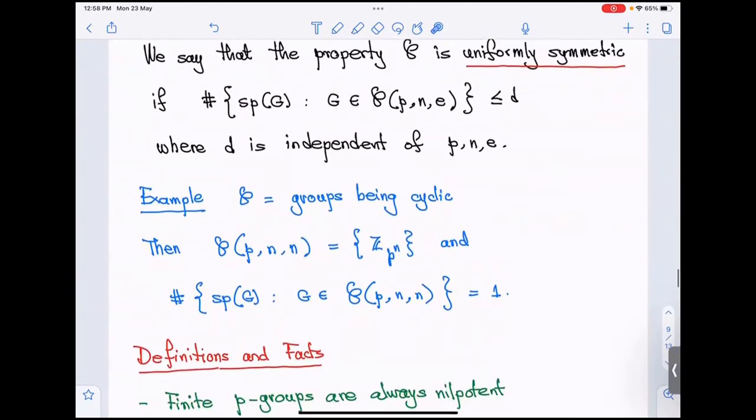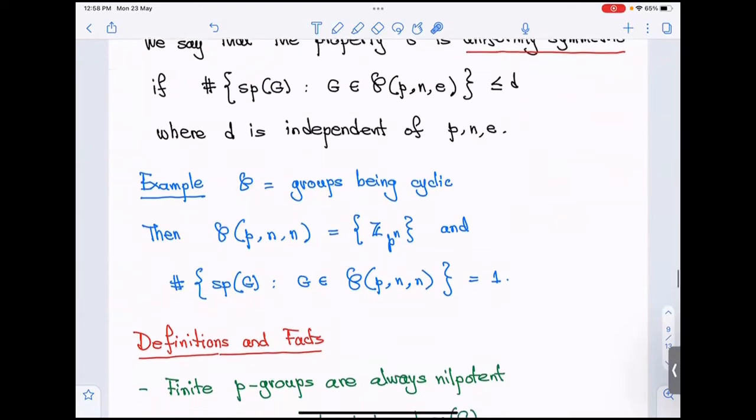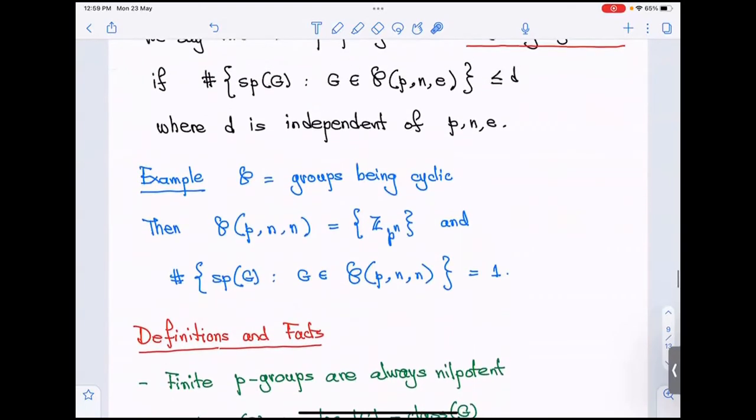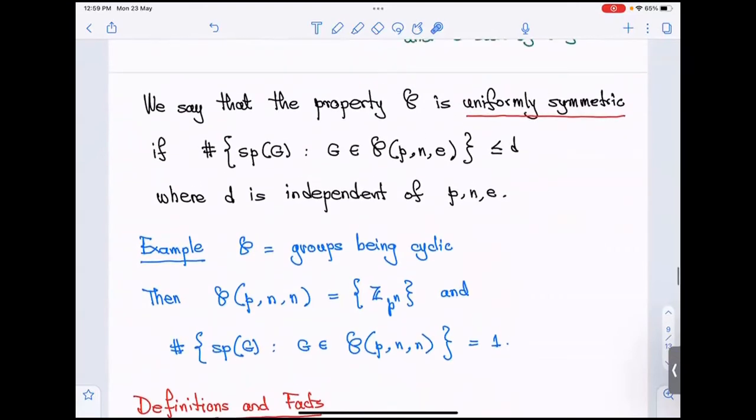Okay, so for example, a trivial example, you can look at P being a cyclic group. Then my order is p^n, so I'm putting an n over here. The exponent of a cyclic group is p^n again. But this set actually has a single group inside it, and the spectra set should contain just one spectrum. So this is obviously not a case where one can expect this uniform symmetry, and that is the reason why we want to pose such a definition.